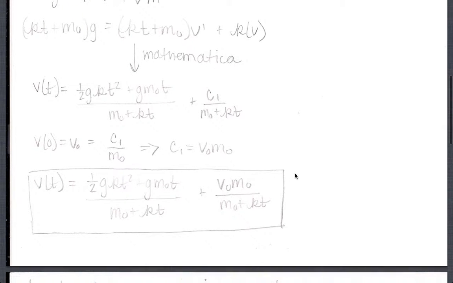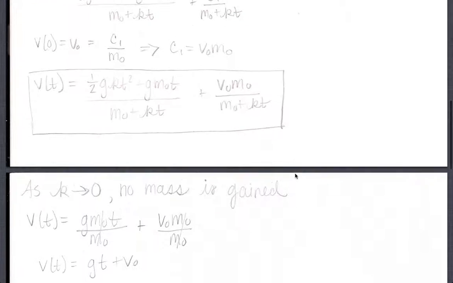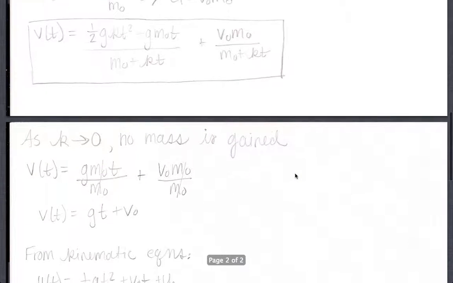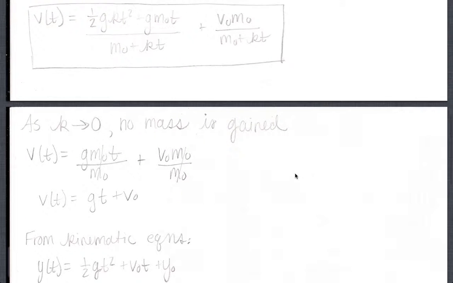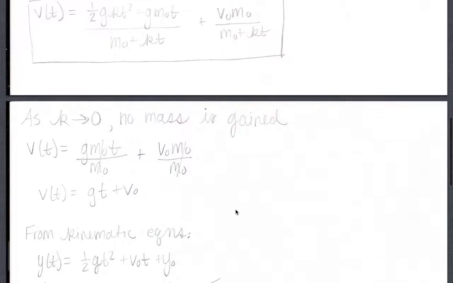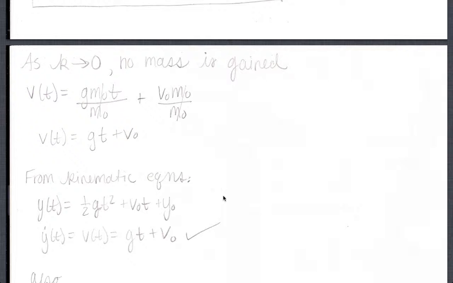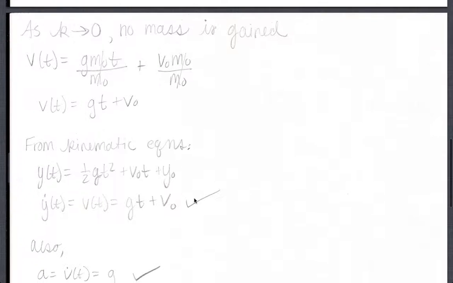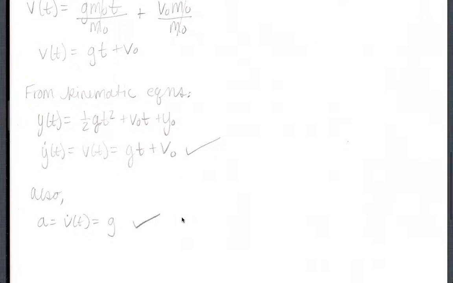Now, if k equals 0, then no mass is gained. So it's just your standard free fall problem. So you get v of t equals gt plus v naught, and to test that I just use kinematic equations. You know that this is the equation for y. If you take the derivative with respect to time, you get velocity, which is the same as gt plus v naught. And then also acceleration is the time derivative of velocity, which is just g, which works. Yay!